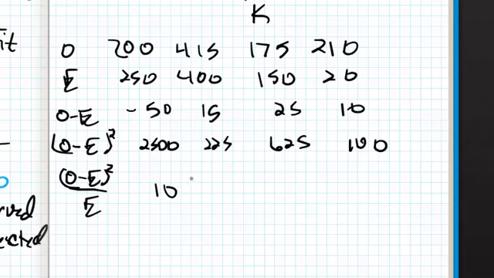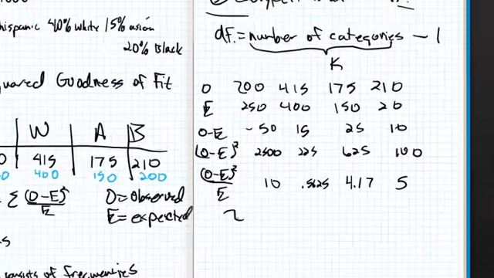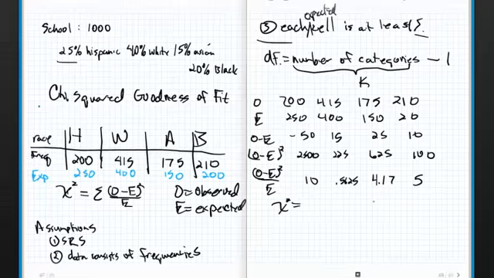I may have to do these guys right here. 225 divided by 400 is 0.5625, 625 divided by 150 is equal to 4.17. And then 100 divided by 20 is 5. So I know that chi-squared is simply the sum of all these guys.